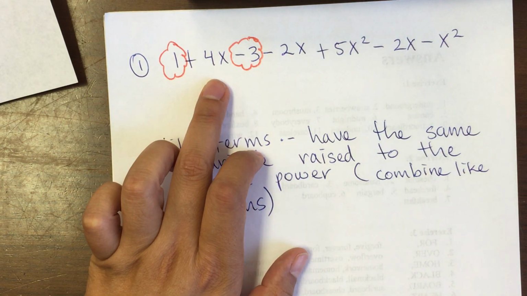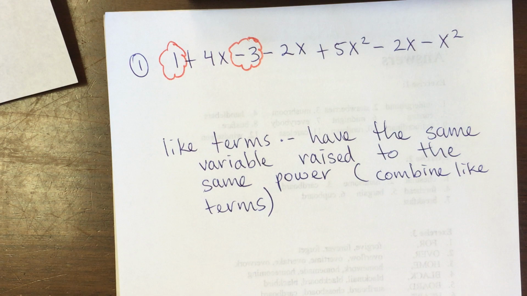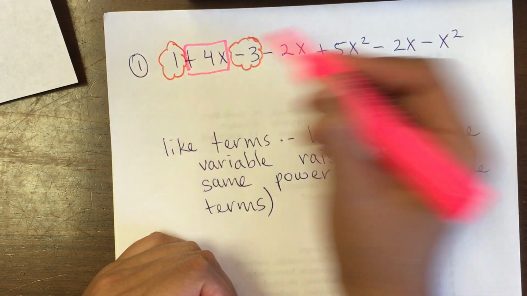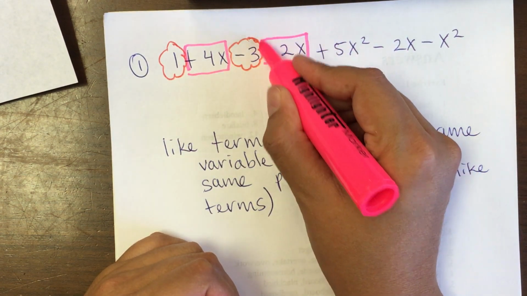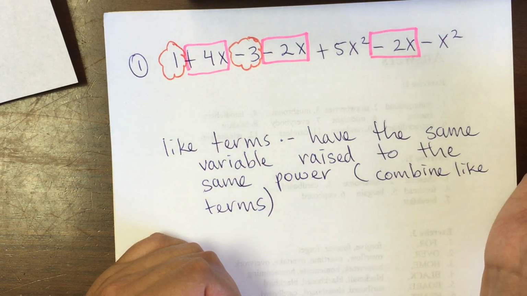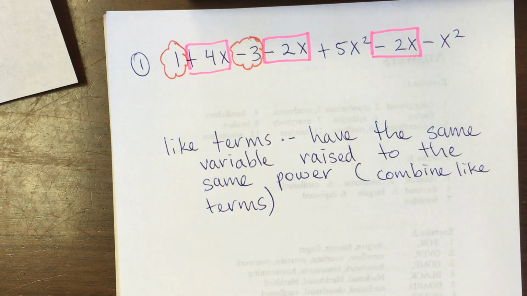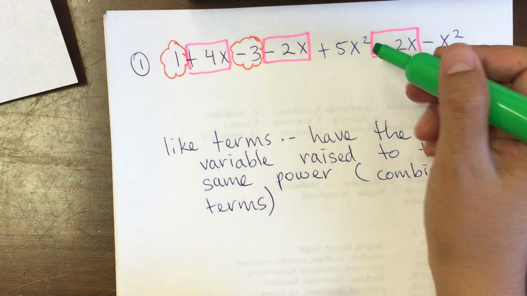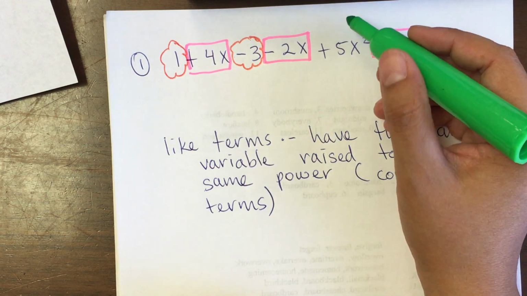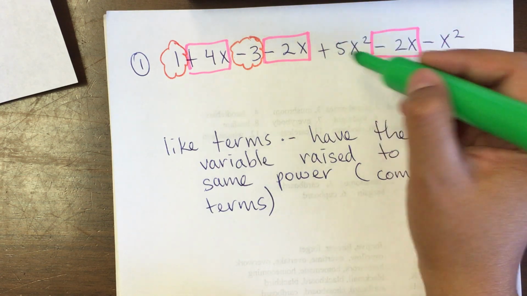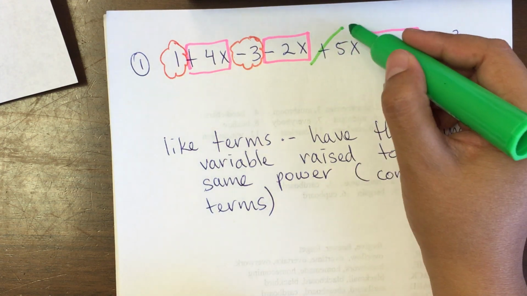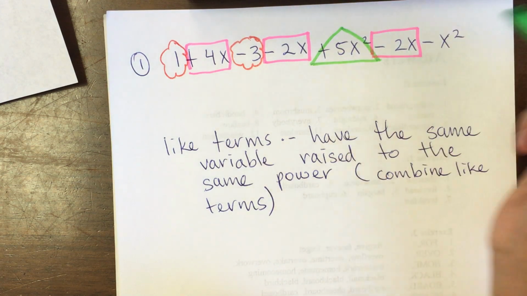Then we have positive 4x, negative 2x, and negative 2x. And we can see, if you don't have different colors, you can also do different shapes. I'm going to do a combination of both right now so that you can see, but if you just have colors, you can just put different colors. That's fine. So I'll use a triangle in here in case you don't have different colors.